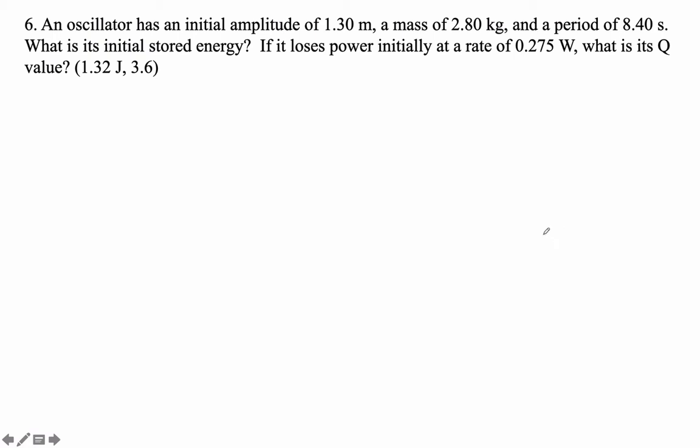Okay, let's see. We're going to use the formula Q is 2 pi times the resonant frequency times the energy stored over the power dissipated. Okay, the rate at which we lose the energy.